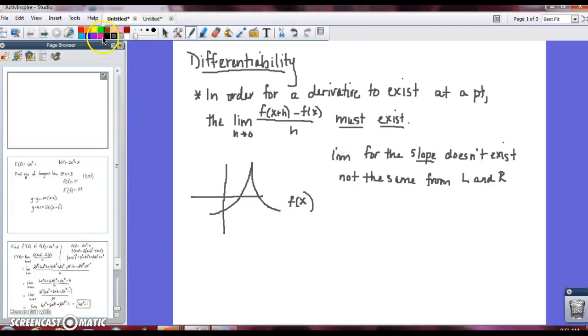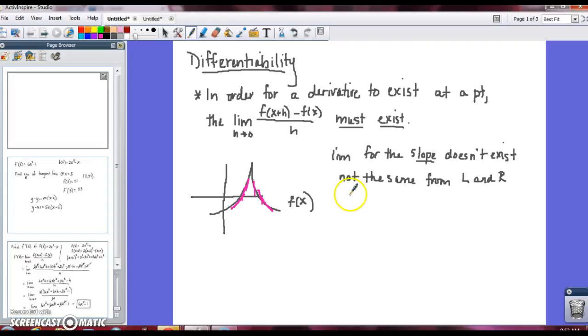So what I mean by that is this. As you're approaching this point here from the left, look at my slope. My slope is positive, positive, positive. But from the right, my slope is negative, negative, negative. My slopes as I'm approaching from the left and the right are not the same. And because they aren't the same, I can't take the derivative, because the derivative refers to the limit.